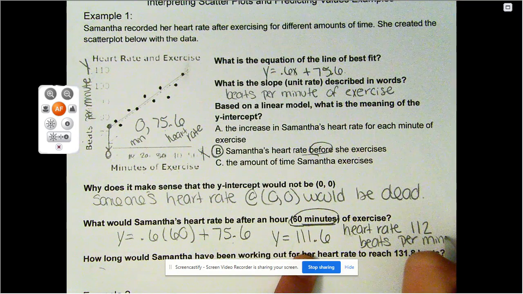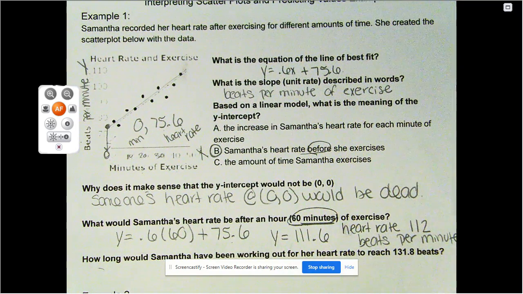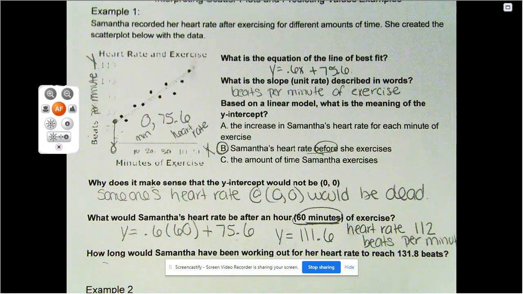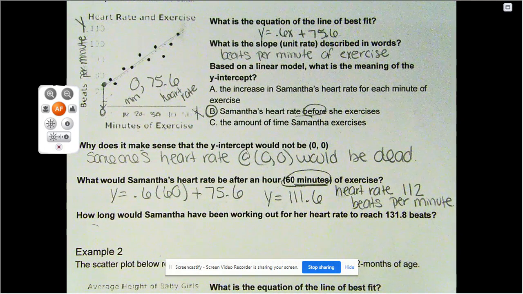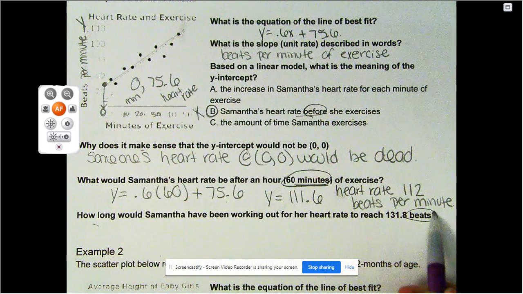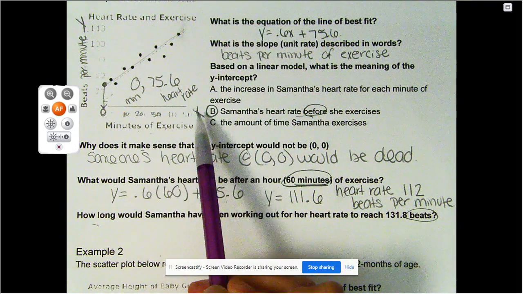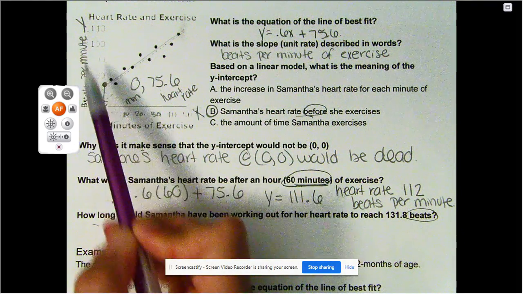And that's after she has worked out for an hour based on the linear model that was given. Okay, how long would Samantha have been working out for her heart rate to reach 131.8 beats? Okay, so this one gives us the beats. So let's look at our scatter plot. Minutes was on our X though. Beats was on the Y.